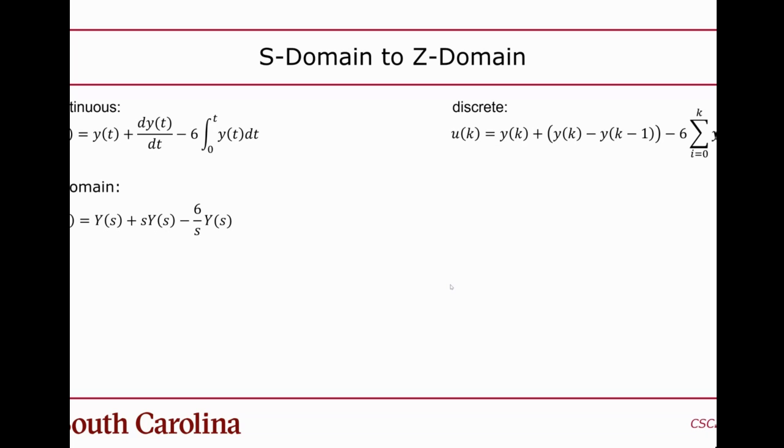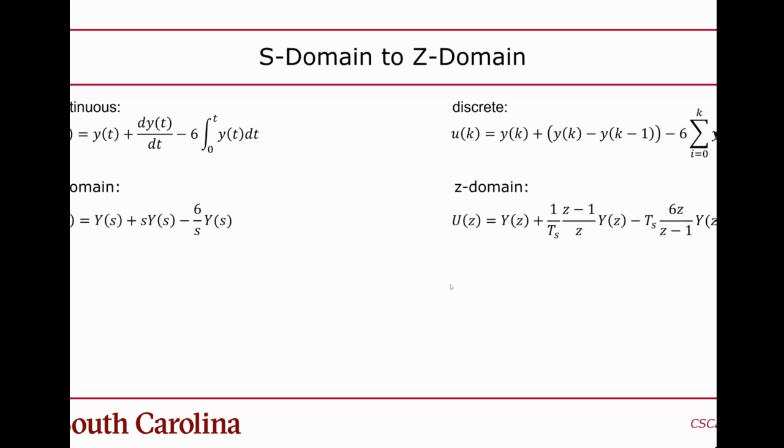Now I get to the derivative. Well, how do you do a derivative in discrete time? Well, you look at the difference between y of k and y of k minus 1, which is the change over the last sample. And then for the integral, it's a summation from i equals 0 to k of y of i. So that's generally speaking how you would go from continuous to discrete for a difference equation.